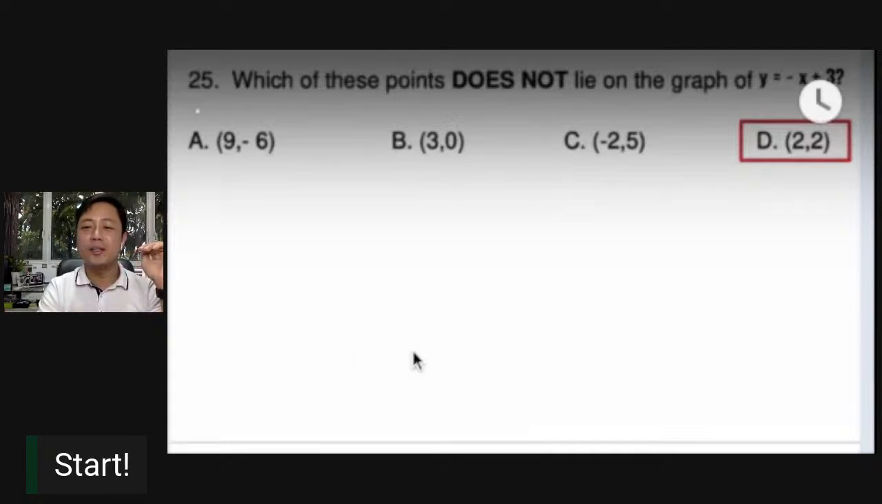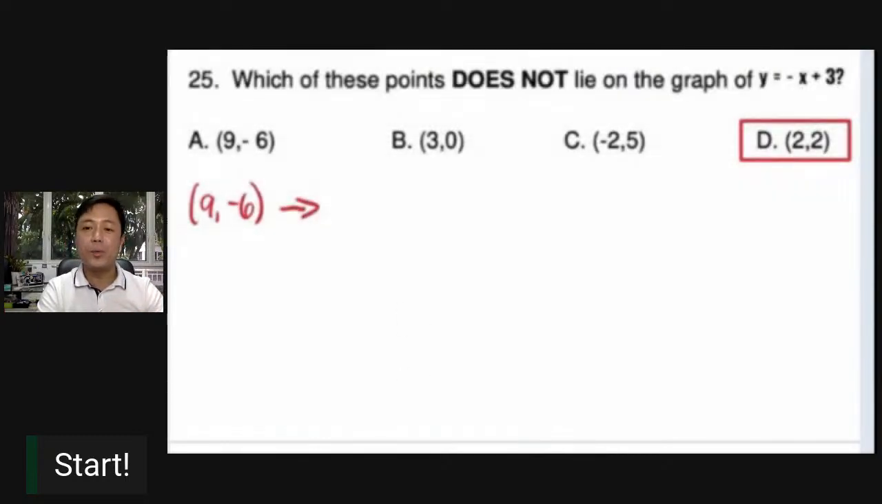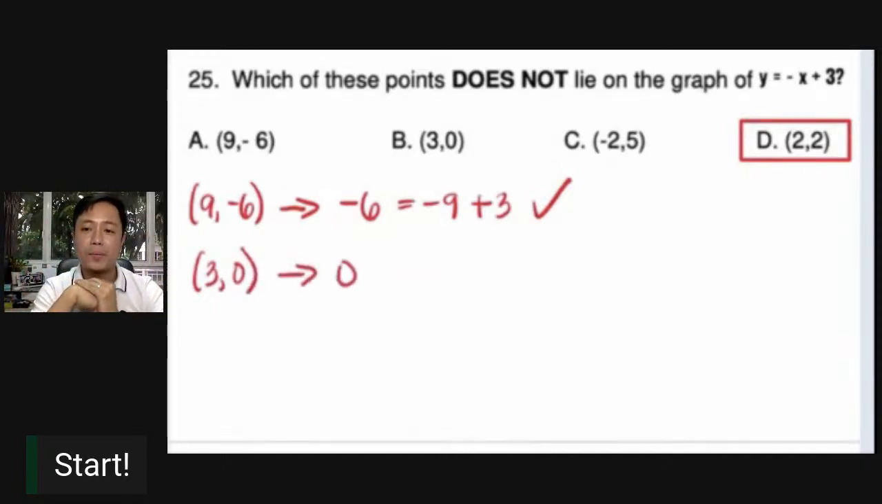So in this question, which of these points does not lie on the graph? We need to substitute the ordered pairs into the equation and see if they work. So we substitute x is 9 and y is negative 6. That works for letter A. Same thing with 3, 0. Y is 0, x is 3, so you plug it in. Of course, negative 3 plus 3 is also 0, so that works.